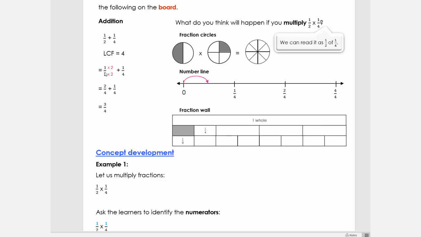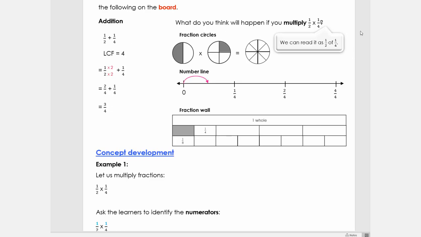So the lowest common factor will then be 2. So what we're going to do is we're going to multiply the 1 by 2 and the 2 by 2. So then we have plus our 1/4. Then if we multiply this, we get 2/4 plus 1/4, and that gives me 3/4. So I quickly want you to pause here and then go through this example again.